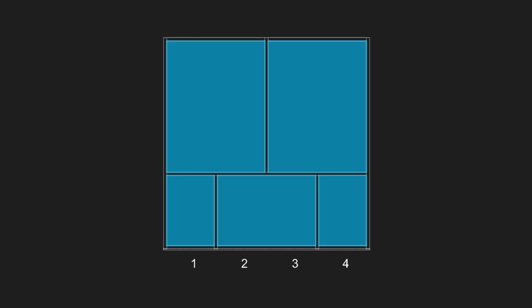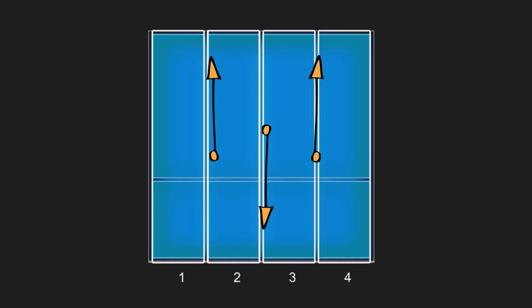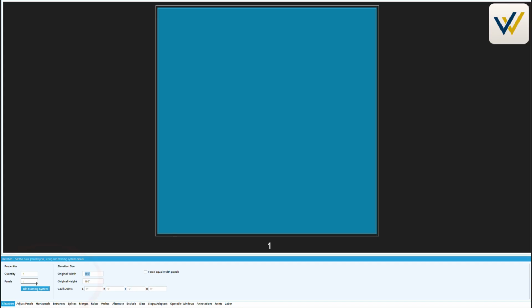To do that, we're going to identify all the verticals I'm drawing and then extend the lines from the top to the bottom of the elevation. Now we simply count the number of panels the design will require. You can see that this elevation will require 4 panels.